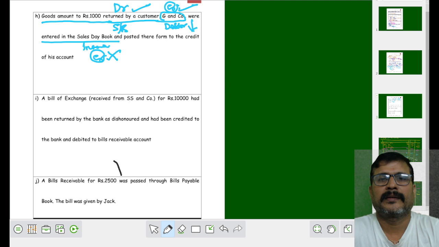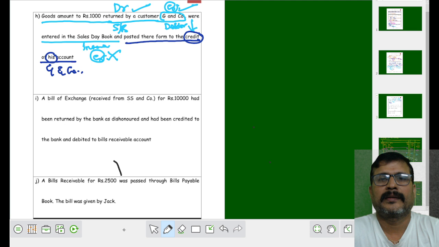Now tell me. Posted, see here, very important para. I am using different color. Posted therefrom to the credit of his account. Credit of his account means whose account it is? G and Co. G and Co को आपने क्या किए? क्रेडिट किए. क्या करना था? क्रेडिट करना था. G and Co company, you have to credit. You are already being credited.